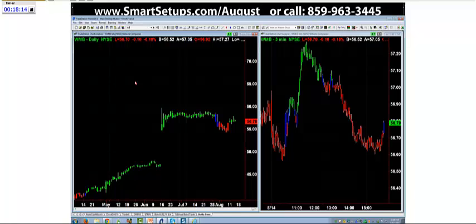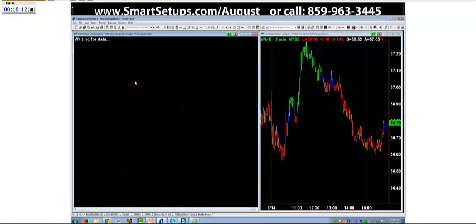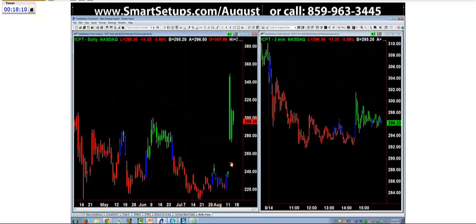ICPT. There we go. ICPT. Also, big gap one. You got to be careful, right? It's a buy, but it's got that huge gap.